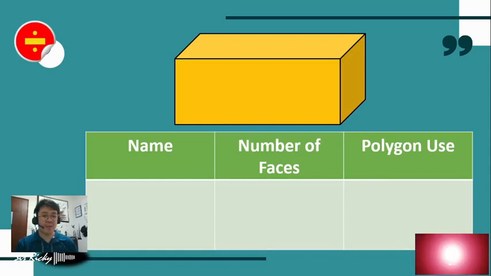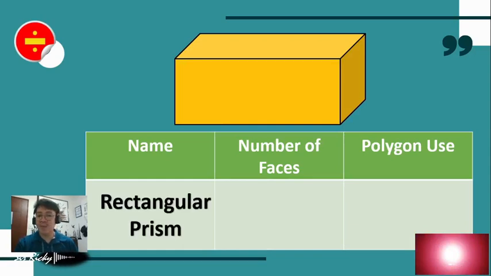If you name this solid figure as rectangular prism, good job! How about the number of faces? It has 6 faces. Wow, you are great! How about the polygon used in order for us to make this solid figure? They were made out of rectangles.